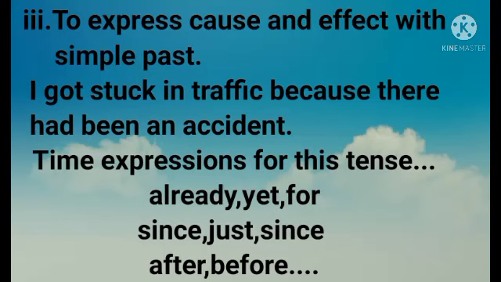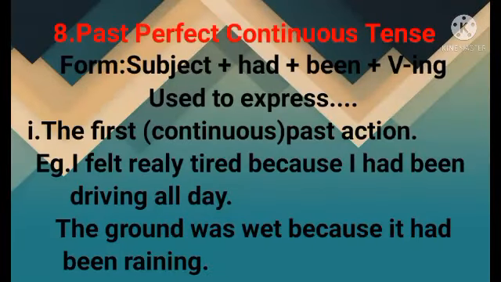In this tense, there are time expressions: already, yet, for, since, after, and before can be used with this type of tense. The eighth type of tense is past perfect continuous tense. It has a form subject plus had plus been plus verb ing. This tense is used to express the first past action which is continuous. Past perfect continuous tense አጠቃቀሙ ልክ እንደ past perfect tense ብቻ። That means የመጀመሪያው action ነው express ምናደርግበት። ልዩነቱ ይሄ continuous መሆኑ ብቻ ነው። Let's see it with example.